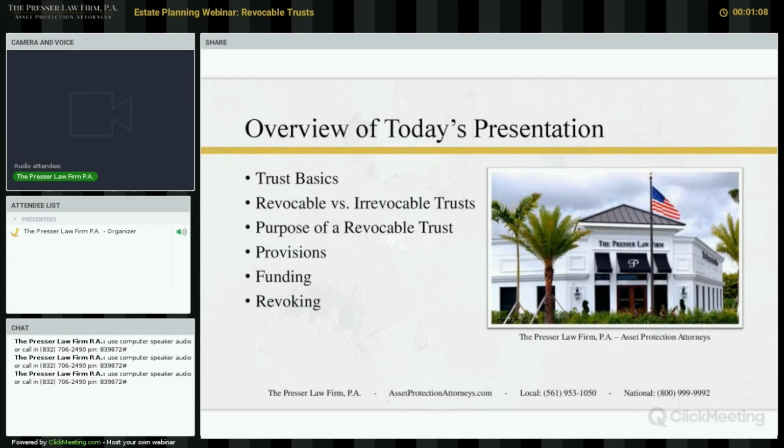We're going to talk about trust basics, the difference between a revocable and an irrevocable trust, what the purposes of revocable trusts are, provisions that I would recommend be in it, why it's important to fund the trust, and lastly, because it's a revocable trust, how do you actually revoke the trust?